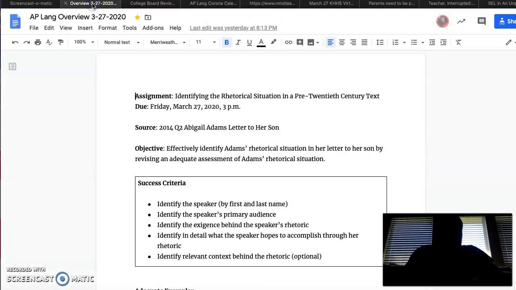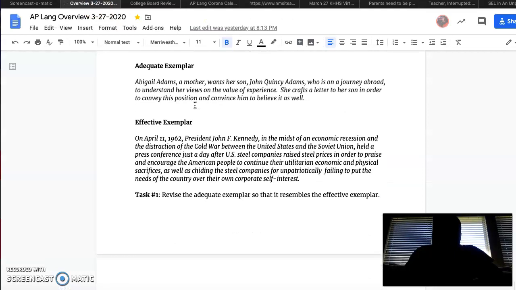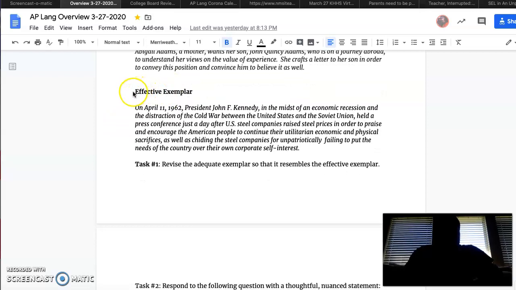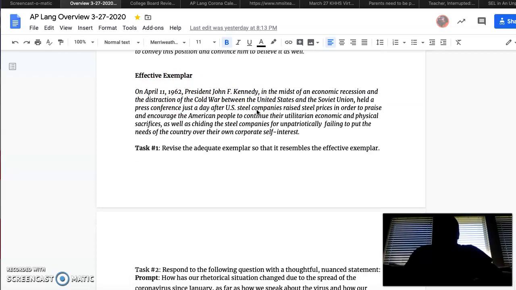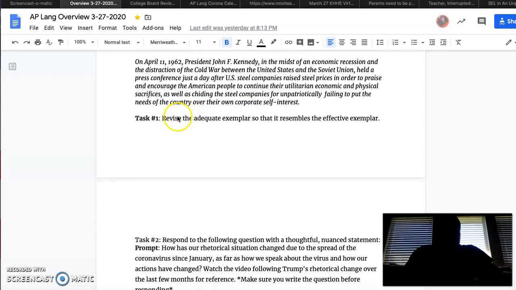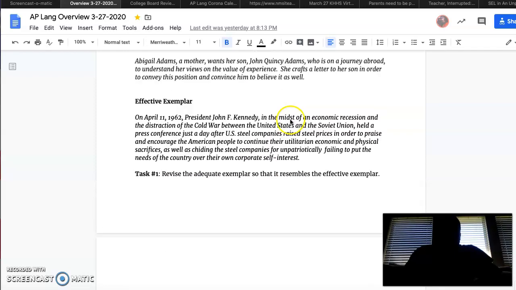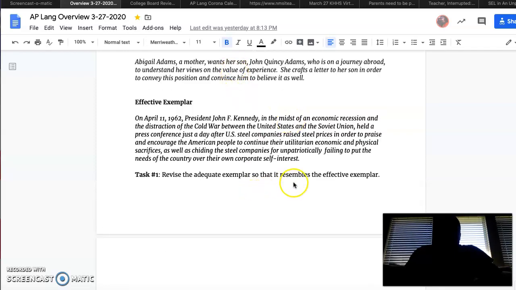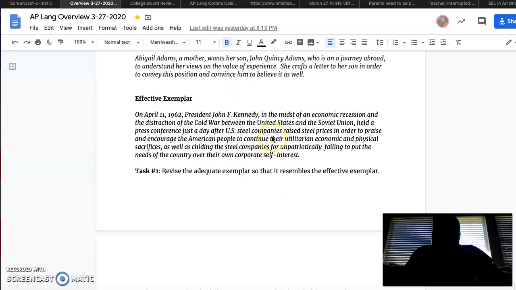So I also included that in an overview. I'm coming back here. This adequate exemplar is the same one that you're revising. All right, so revise that. Here's my exemplar of an effective rhetorical situation using the Kennedy prompt, Steelworkers prompt. So task 1 is to revise the adequate exemplar, which is here, so that it resembles this one here.